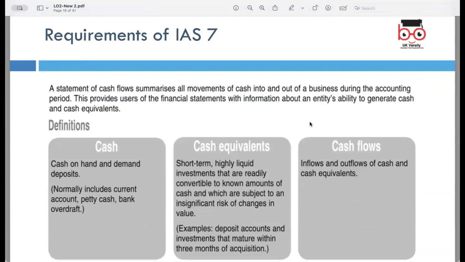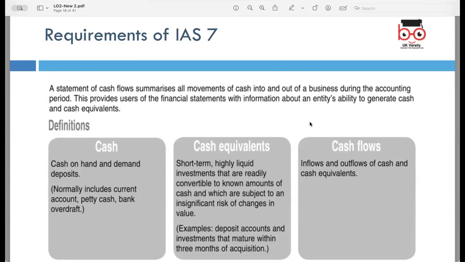Requirements of IAS 7, International Accounting Standard 7. The statement of cash flows is a crucial financial statement. This summarizes all cash movements in and out of a business during a specific accounting period. It provides essential information to stakeholders about the entity's ability to generate cash and cash equivalents.